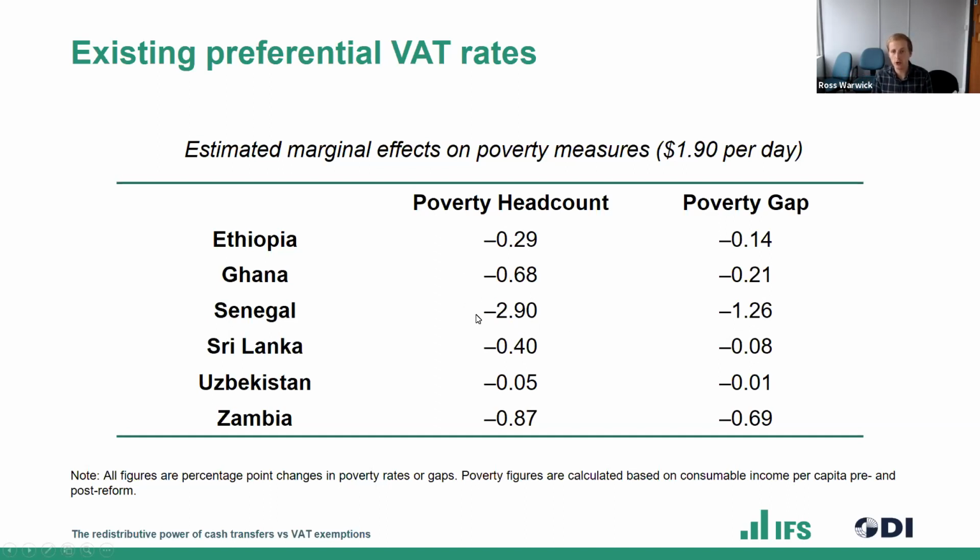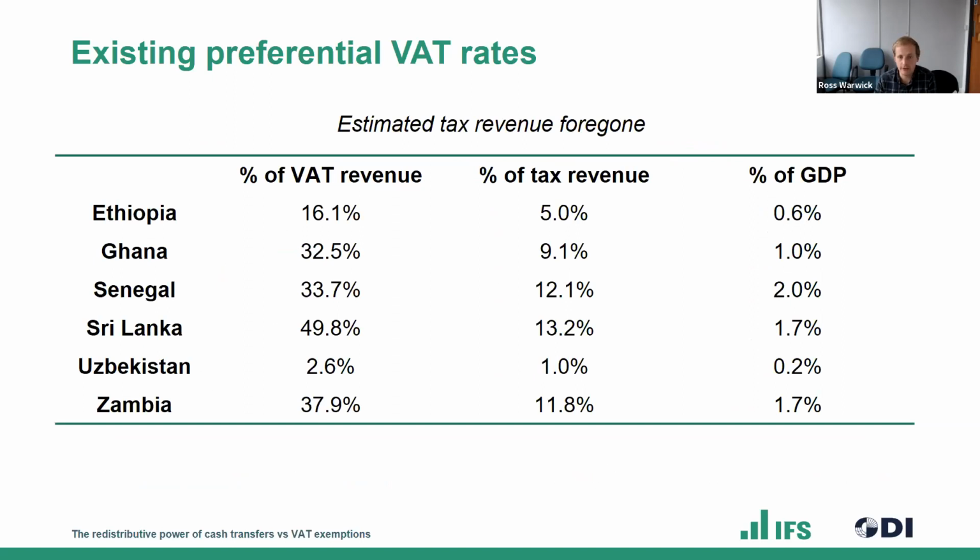So in Senegal, in particular, close to a 3 percentage point reduction in the poverty headcount ratio at the lowest poverty line is achieved from these preferential VAT rates. And in all countries, clearly there's a reduction in poverty from these policies if considered in isolation. Of course, this doesn't mean that there are not more effective ways to reduce poverty with the same revenue foregone. And this tax revenue foregone is significant.